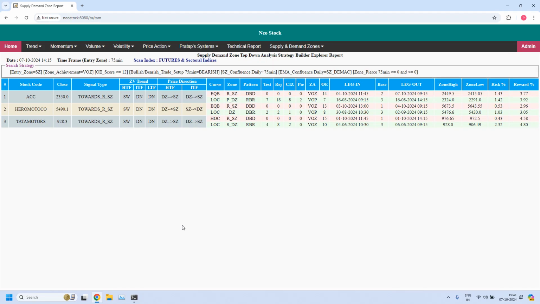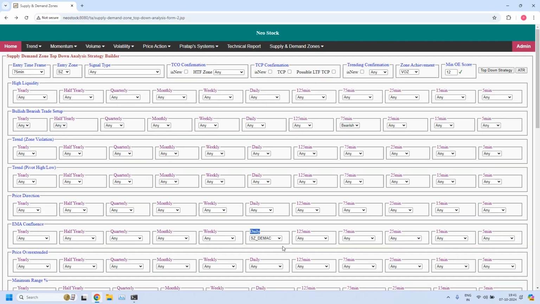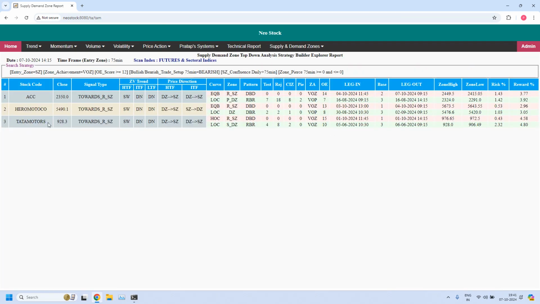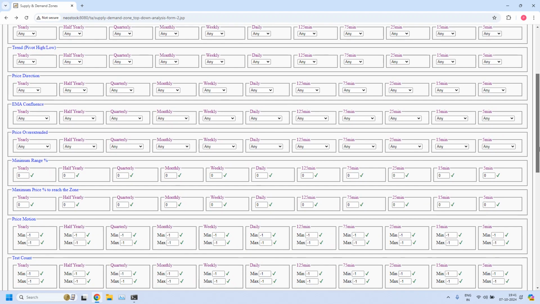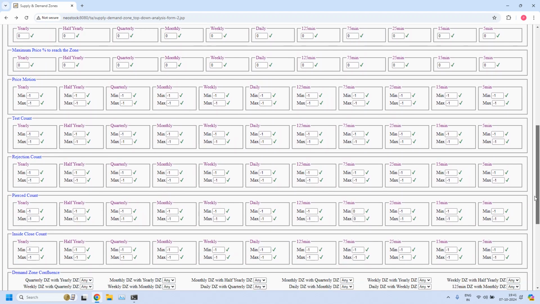Okay, now let's look for LTF, ITF, HTF confluence. How many of these zones? 4 zones, right? Earlier I removed the EMA filter. Earlier we identified 3 for LTF, ITF, HTF. That is LTF and ITF confluence. Now let us add HTF.